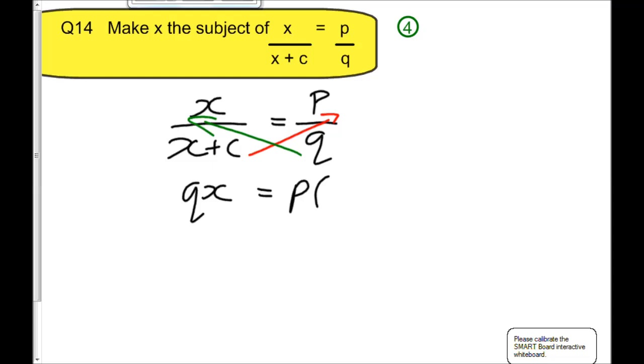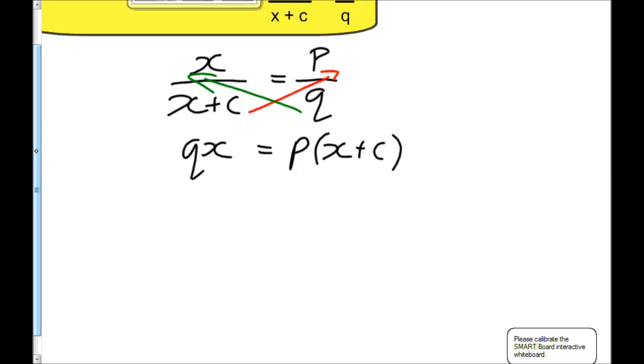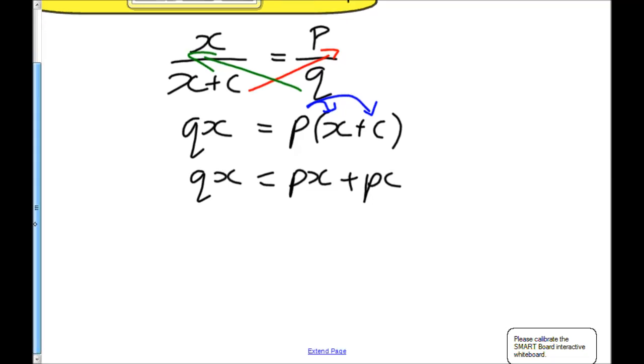Now remember, because it's a little expression under here, x plus c go together, so that's p times by, open brackets, x plus c. Now we have to dig out the x from the brackets, and we can use the noddy hat to times this out. So we end up with px plus pc. We still have qx on the left hand side. Now we need to get all the x's on the same side of the equation, so we're going to subtract px from both sides, so it will be qx minus px equals pc.